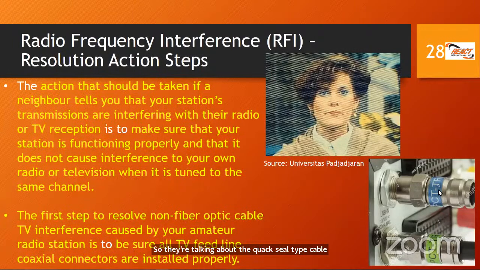So in Trinidad and Tobago, that will be, for example, Flow. Digicel is an example of a fiber optic television service. Flow is an example of coaxial type service. So that's what they simply mean by non-fiber optic TV interference caused by an amateur radio station. Make sure that all feed line coaxial connectors, that's these here, are installed properly, meaning that they're not cross-threaded, they're not at an angle, they go straight on in, and they're nice and tight. Exam question.